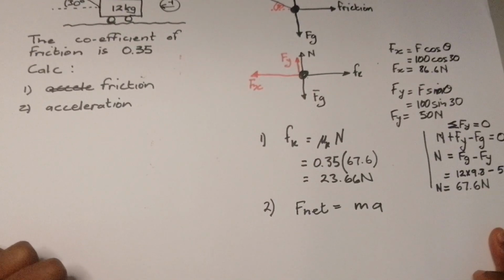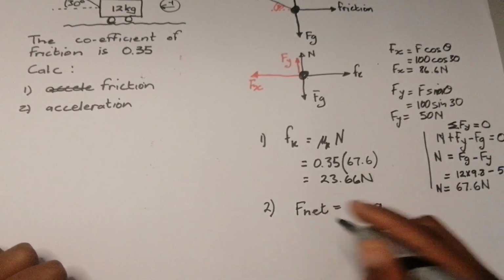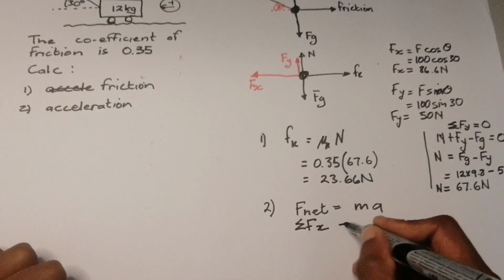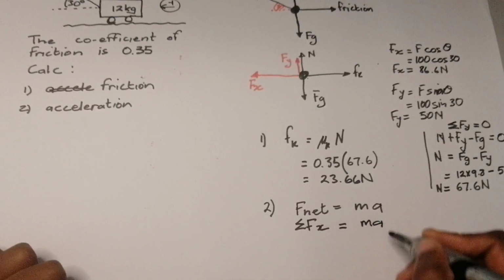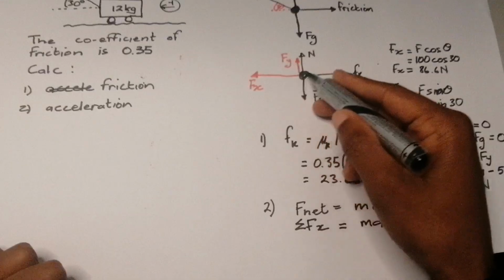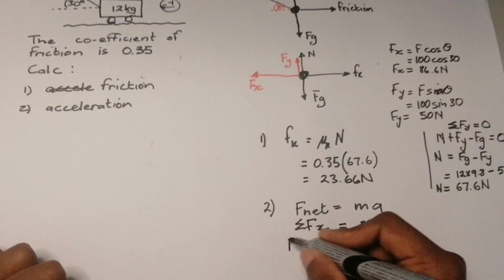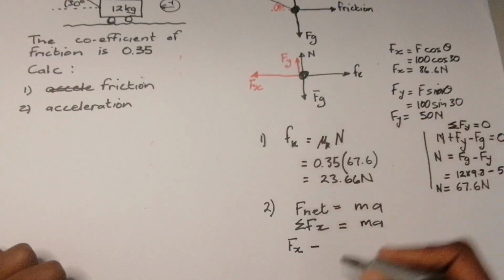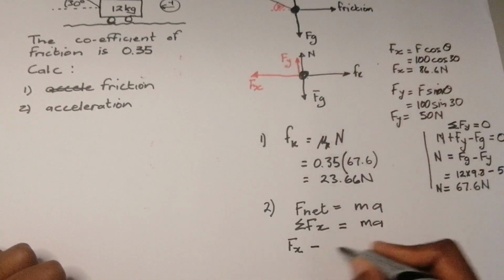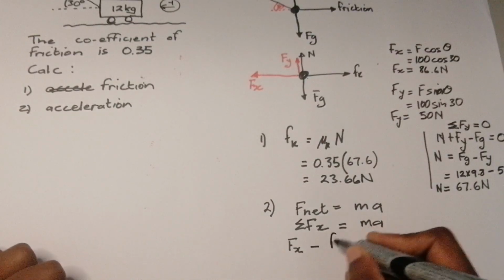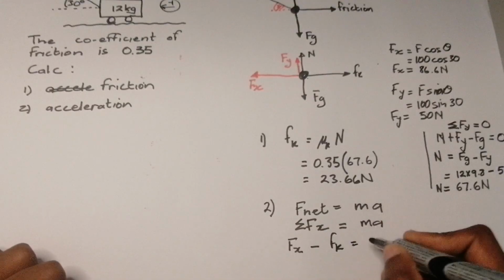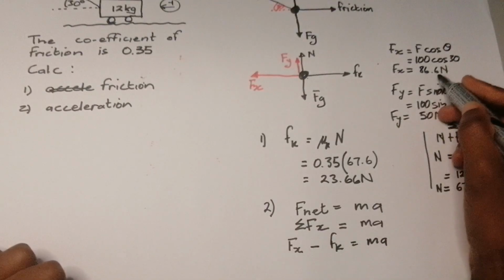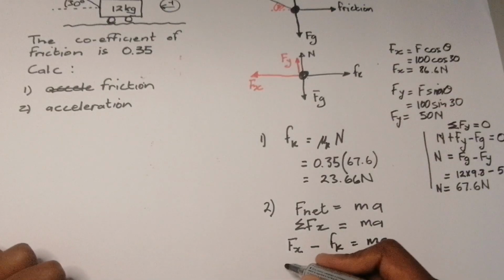So now what do we know about our F net value? We are taking the sum of forces in the horizontal direction to be equal to MA. And so remember, Fx, you are quite right, that's the horizontal equivalent of our force. So that's Fx minus the frictional force, and this is equal to MA. Right, we've already calculated our Fx value, right?